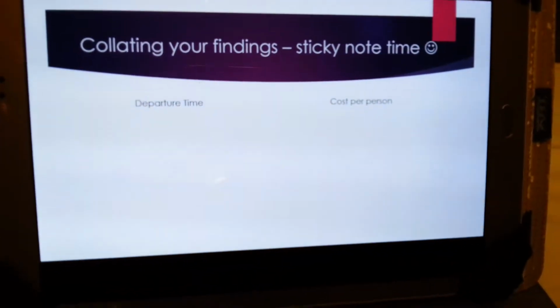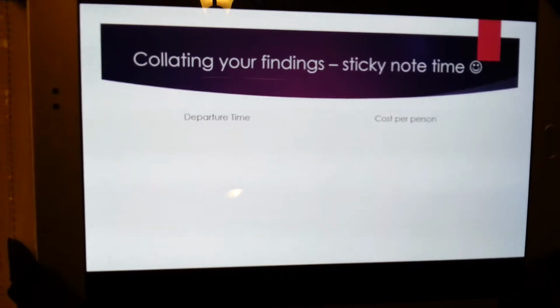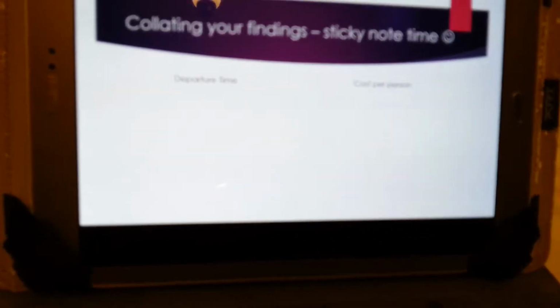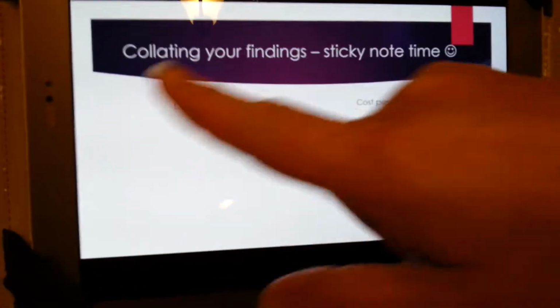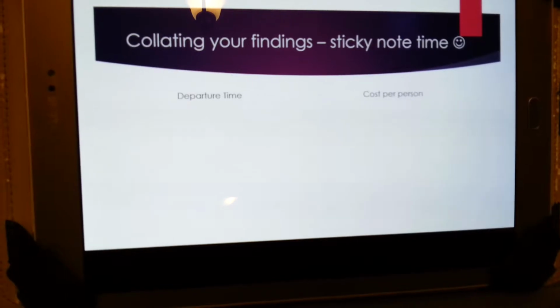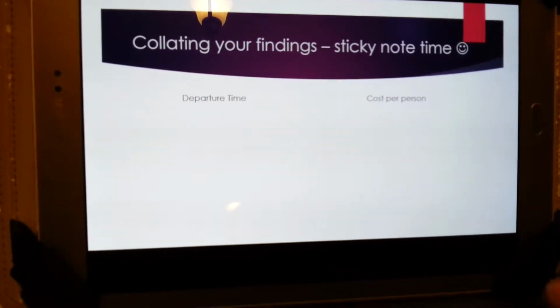By asking the pupils to put the answers down on the post-it notes, not only can you see which group, if any, was struggling, but also which group did the work well. Collect all the information for departure time in one part and cost per person. It's a quick and easy way of getting some assessment on the pupils' progress.